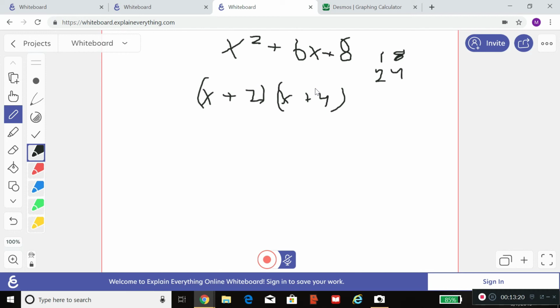It doesn't matter which order you put these in. Remember, 9 times 6 is the same as 6 times 9. This, in fact, gives us the same equation if you multiply it out. Isn't that brilliant? So now, given this, what do you think the zeros of this are going to be? If you guessed minus 2 and minus 4, that's going to be correct.